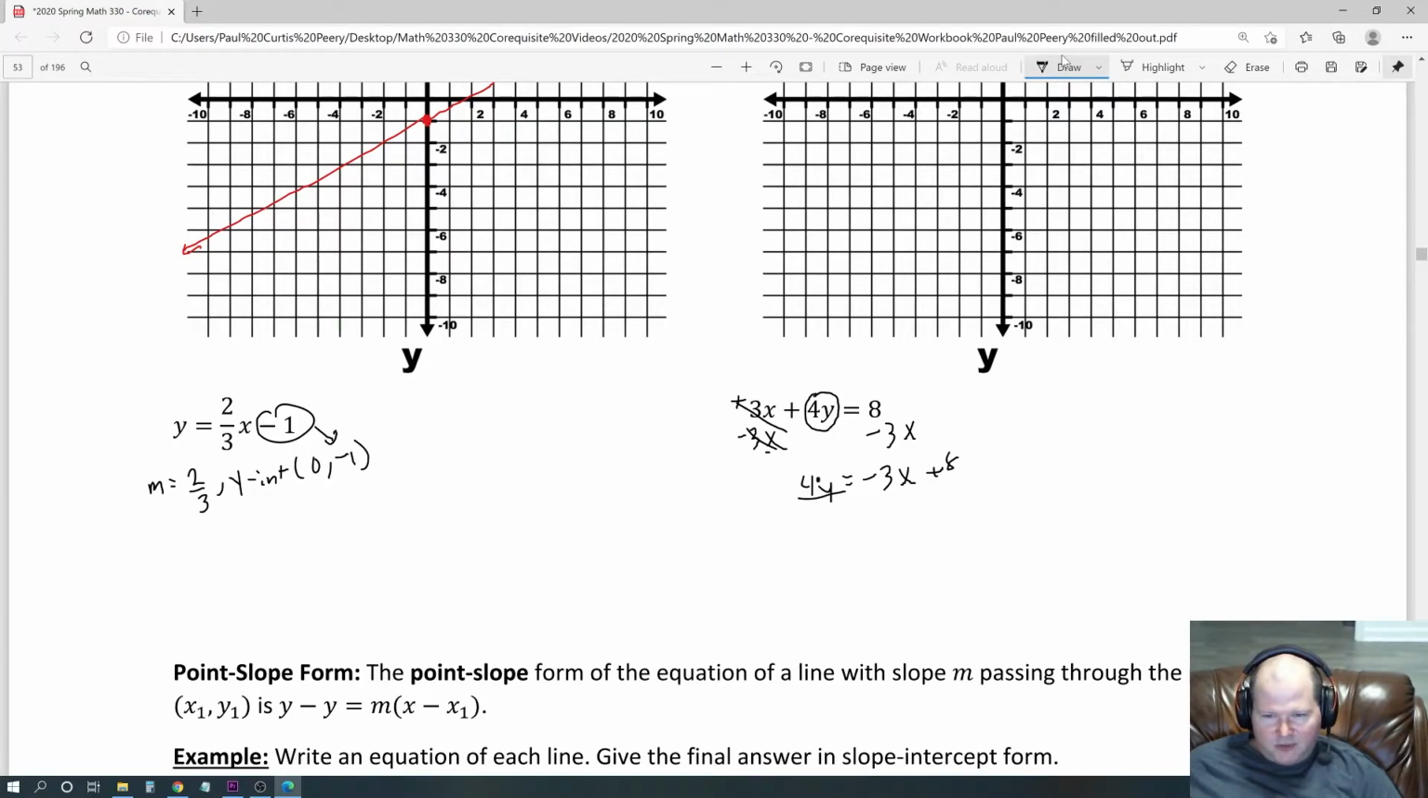Next, we want to undo the multiplication of y by 4 by dividing by 4, and whatever we do to one side, we do to the other, which gives me y is equal to -3/4 x, and then 8 divided by 4 is 2. Sorry about that. Okay, so we end up with y is equal to -3/4 x plus 2, and we know the slope in this case is going to be the -3/4, and we know the y-intercept is going to be 0, 2.